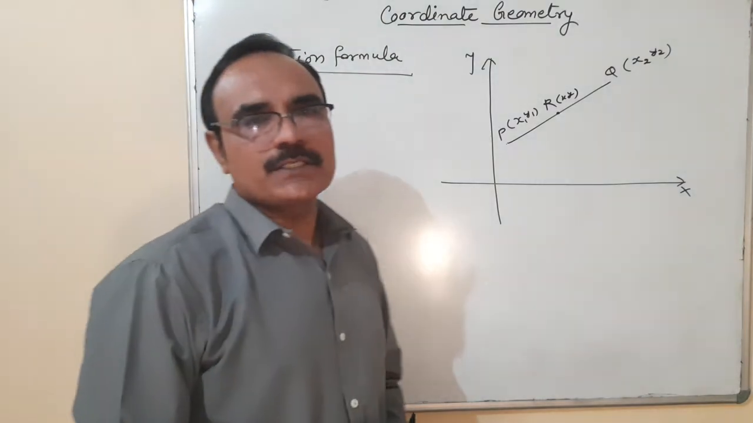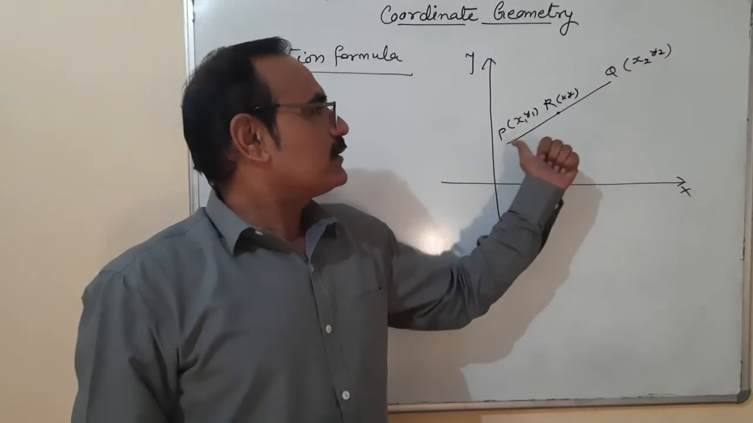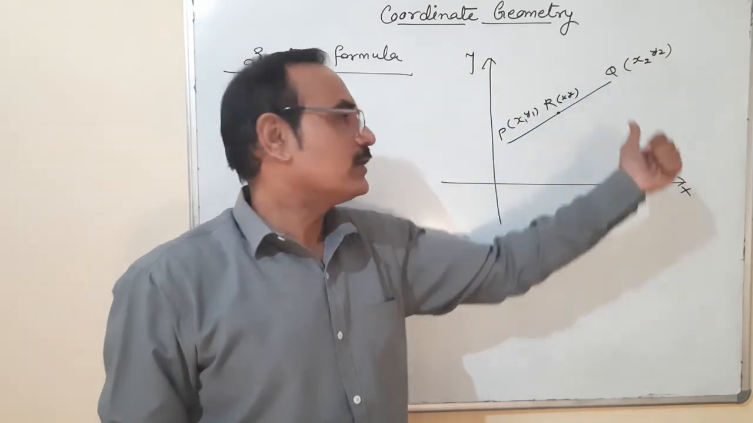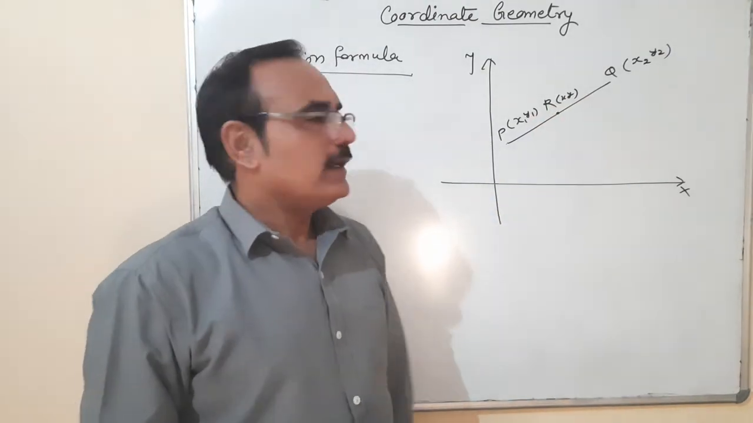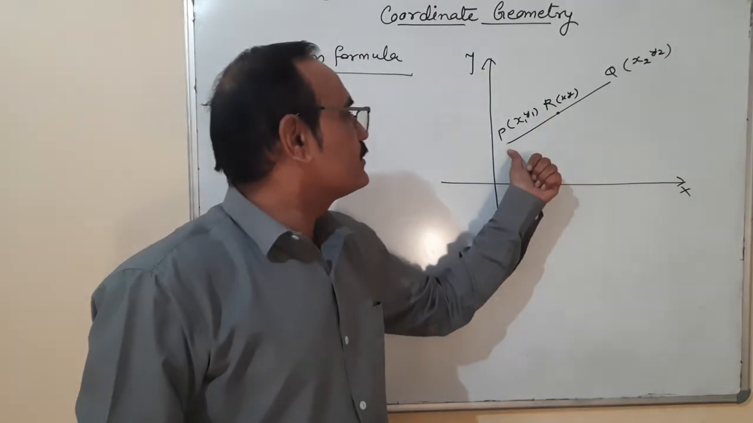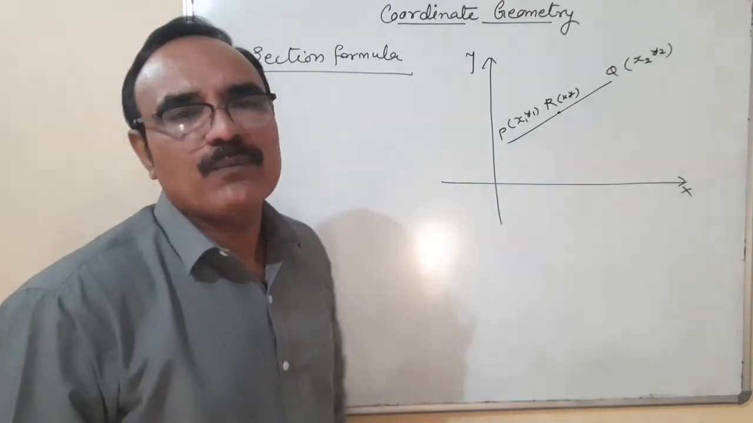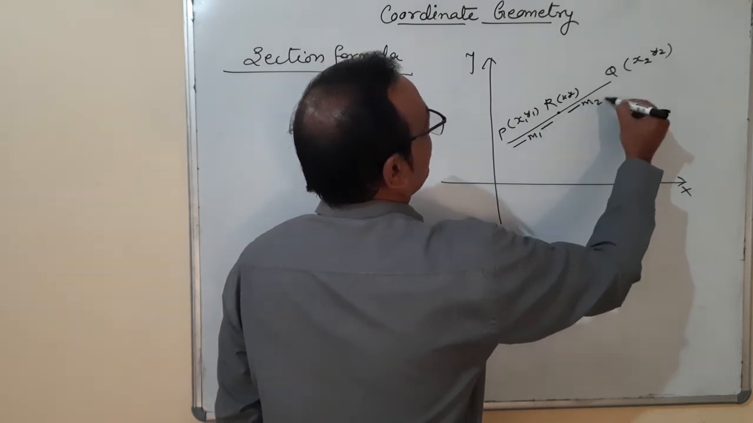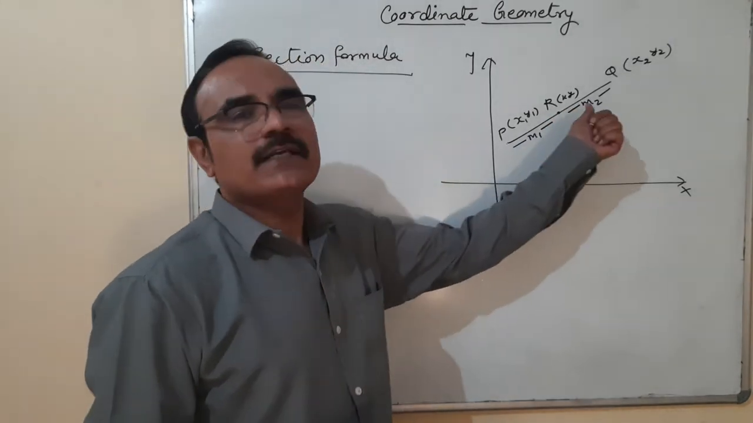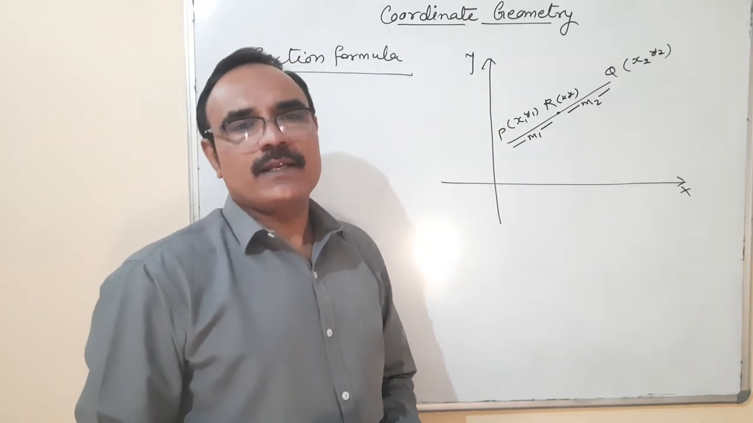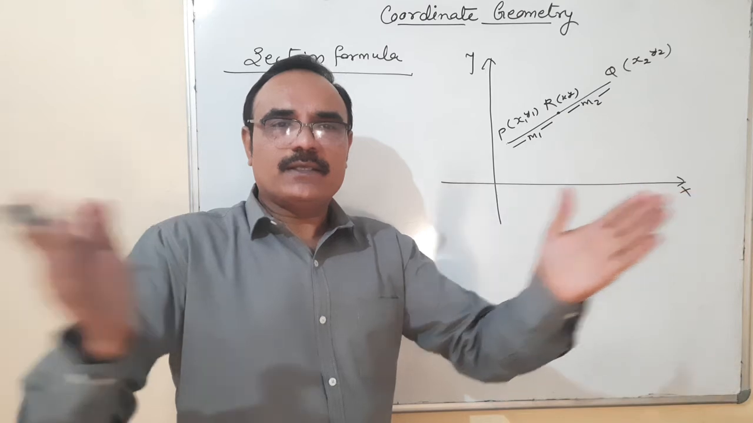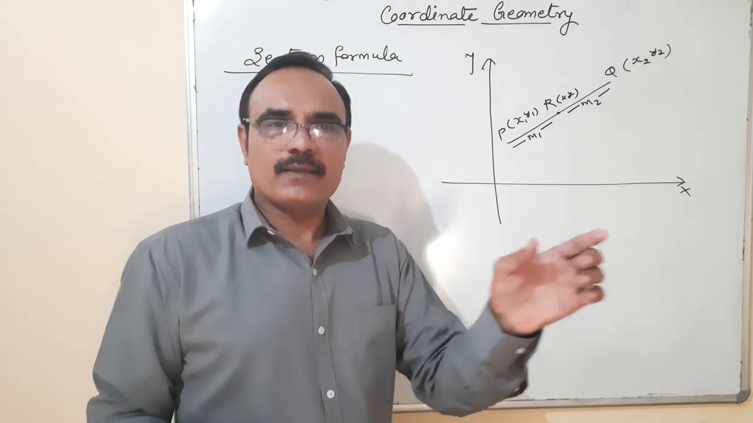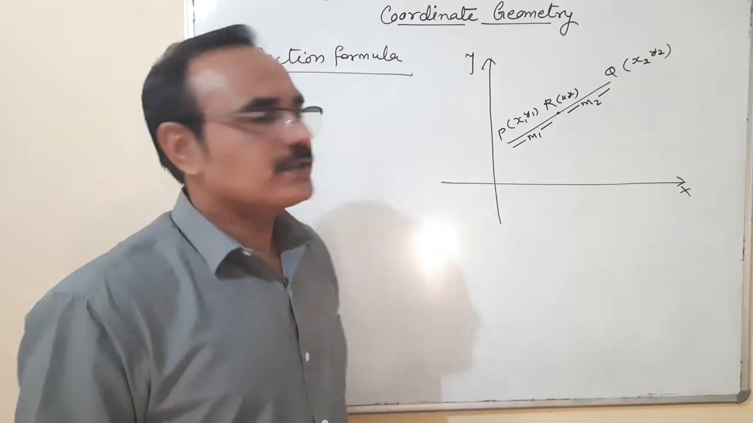In the first quadrant, there are 2 points with coordinates x1, y1 and x2, y2. There's a point R, x y, and this point R divides the line joining PQ in the ratio m1 : m2. So we are finding the value of x and y. It's called the section formula. That means there's a line segment, and if any point on it divides the line joining these 2 points in a ratio, what is the coordinate of that point? That is the section formula.